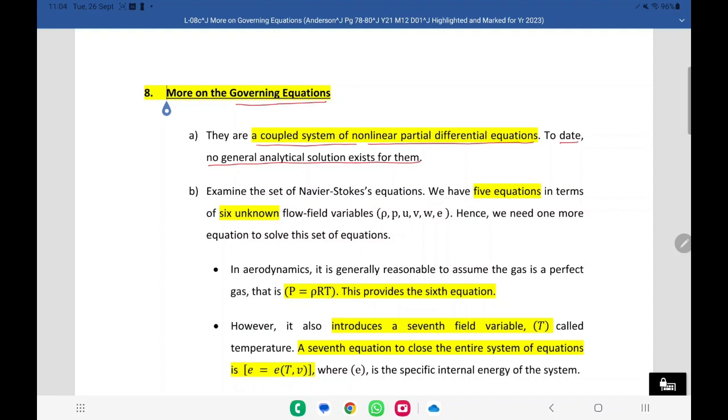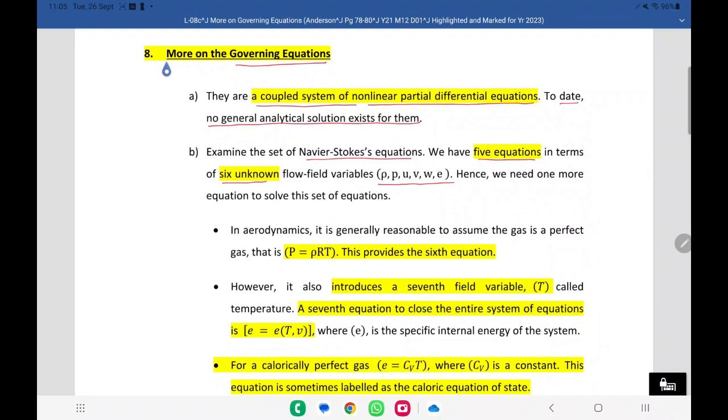Now when we examine these Navier-Stokes equations, we have 5 equations, but there are 6 unknowns. One is rho, p, u, v, w and e. This is a set of 5 equations, 6 unknowns. Hence we need one more equation to solve this set of equations. That's very clear. The number of equations and the number of unknowns should be the same.